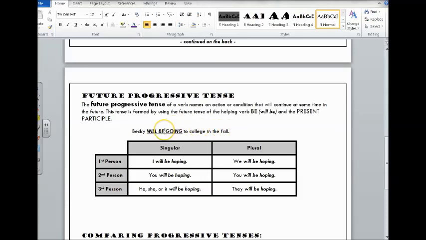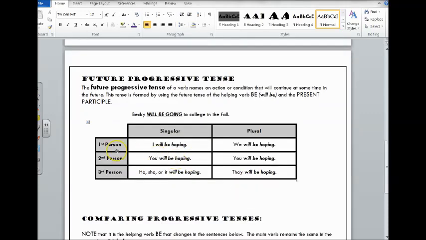She doesn't go just one day, okay? She's going to be going many days, and it's going to happen in the future. She's not currently in college. So we use future progressive, will be going. And again, we have our future tense of our helping verb here, will be, and our present participle of go, or going. So the future tense is always the same, will be, and the ing of the main verb, regardless of the subject, first person, second person, third person, singular, plural.